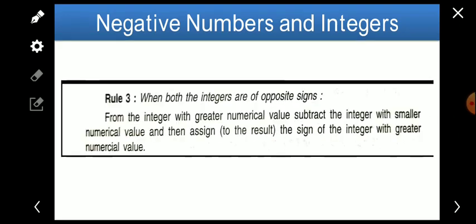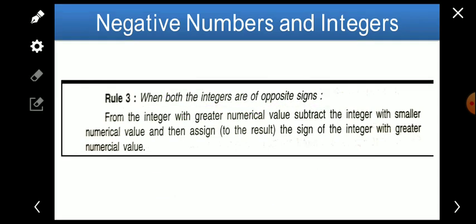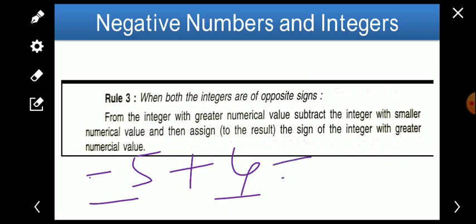Now rule 3: when both the integers are of opposite signs, meaning one will be negative and one will be positive, then what to do? It is also very simple. I will make you understand with examples. Suppose that one integer is minus 5, one is plus 4. If one is negative and one is positive, then what will you do?